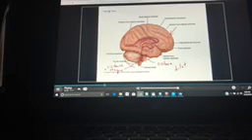Subarachnoid space outside of the cerebrum. Okay, and another point of exit for CSF would be from the fourth ventricle through the central canal, and it courses through the spinal cord. Okay, not much to add to that.